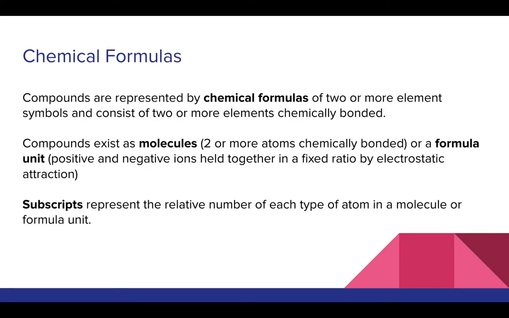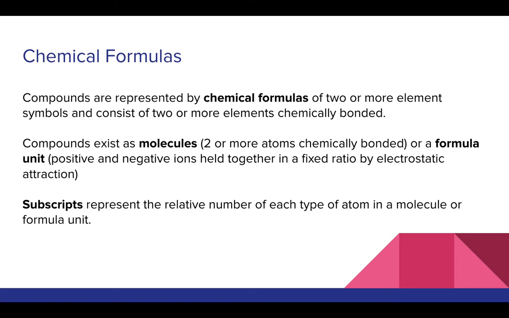So let's talk about the difference between a symbol and a chemical formula. Compounds are represented by chemical formulas of 2 or more element symbols and consist of 2 or more elements chemically bonded. Compounds exist as molecules. And remember, the definition of molecule is 2 or more elements chemically bonded. Sometimes we call these molecules formula units. That's when the particles are positive and negative ions held together in a fixed ratio by electrostatic attraction. So the word molecule and formula unit are interchangeable in terms of what they mean, but we'll talk about when you use them properly when we start talking about ionic and covalent bonding later on.